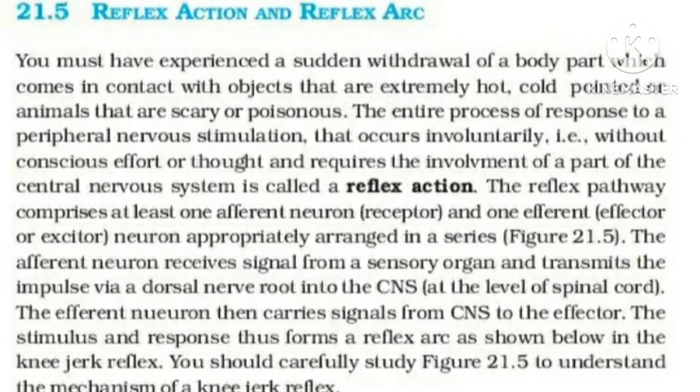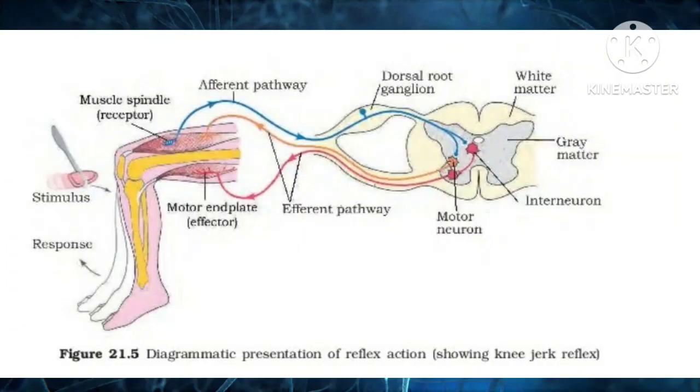The reflex pathway comprises at least one afferent neuron receptor and one efferent effector neuron appropriately arranged in series. Figure 21.5. The afferent neuron receives signal from a sensory organ and transmits the impulse via a dorsal nerve root into the CNS at the level of spinal cord. The efferent neuron then carries signals from CNS to the effector. The stimulus and response thus form a reflex arc as shown below in the knee jerk reflex. You should carefully study figure 21.5 to understand the mechanism of a knee jerk reflex.